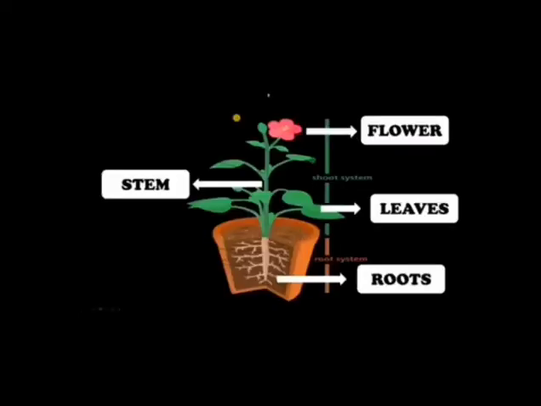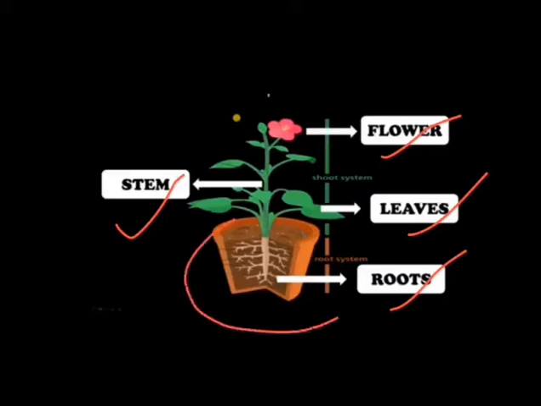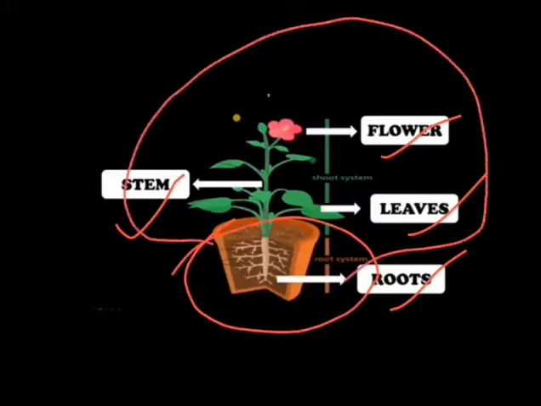So we all know that the plant has so many parts like the stem, flowers, leaves, roots, fruits and buds. All are parts of a plant. But in this chapter we have to study them in detail. The part of the plant which is below the ground is known as the root system, whereas the part of the plant which is above the ground is known as the shoot system.